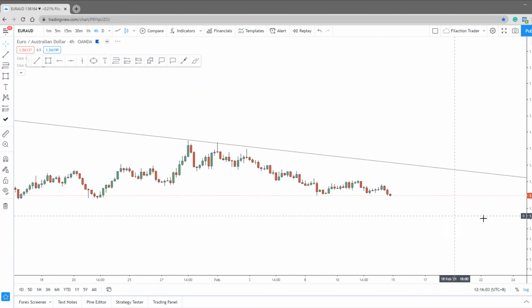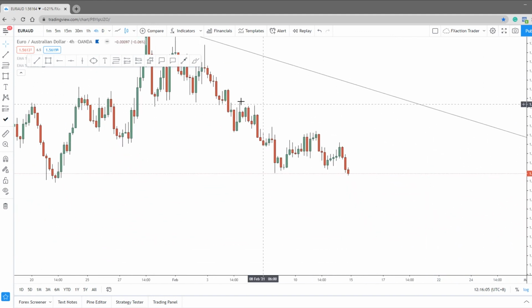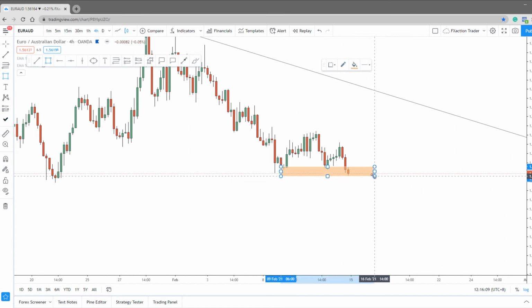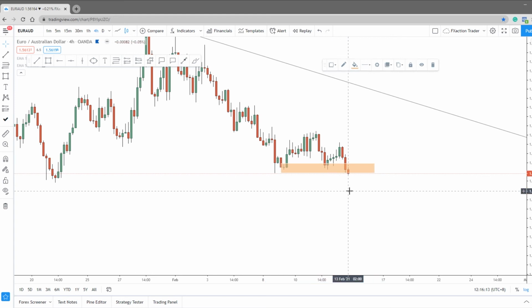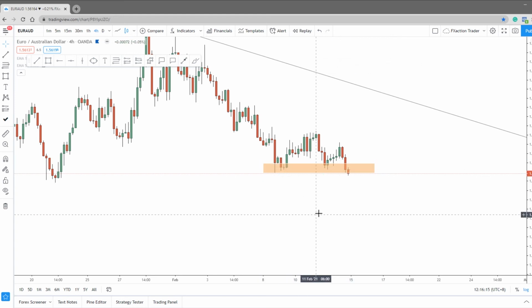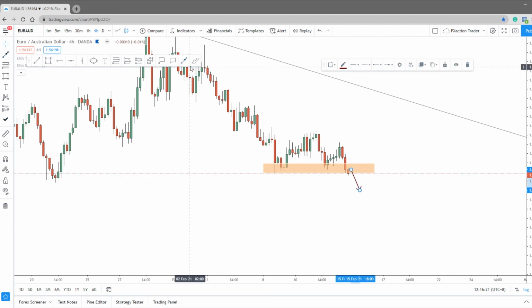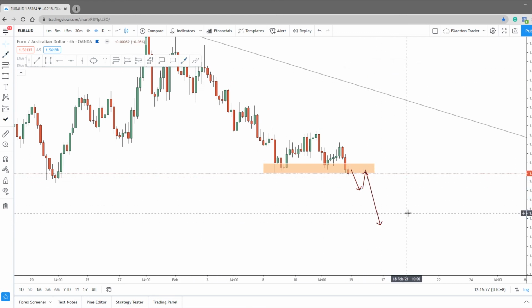So on H4, what we can see is that the market is now retesting this support zone. All right, the market is now retesting this support zone. So if in this zone we see a red candle close below, we can wait for a pullback and continue to short this pair until we see a very clear price reversal pattern.